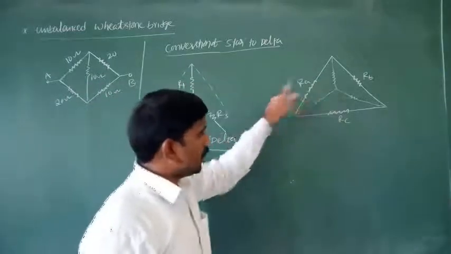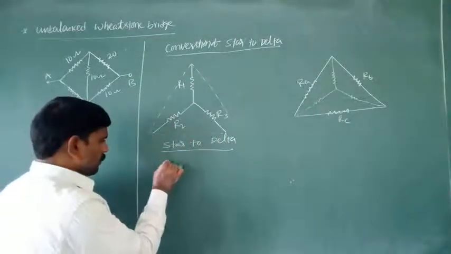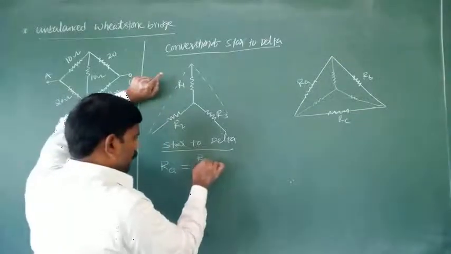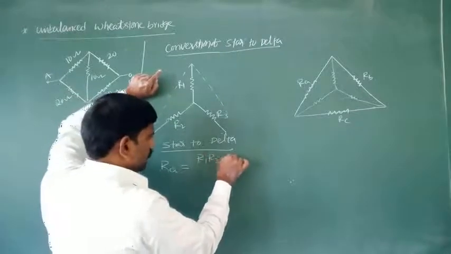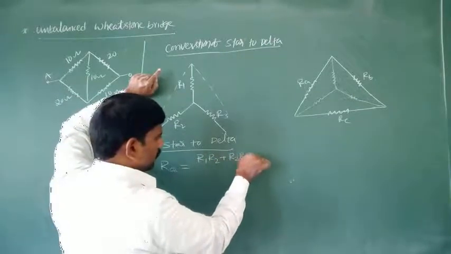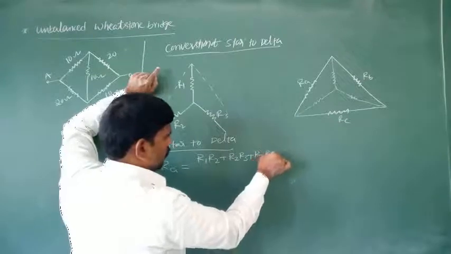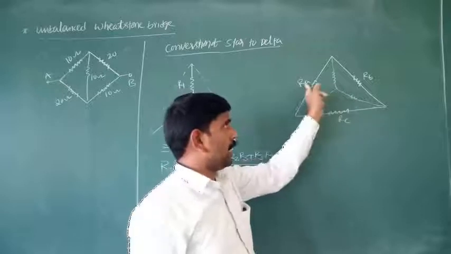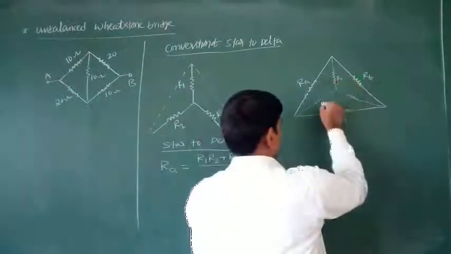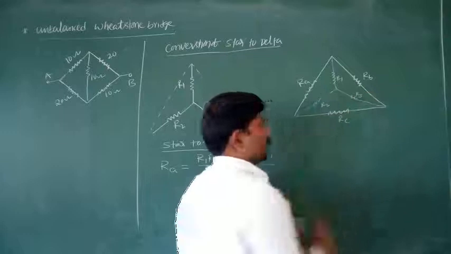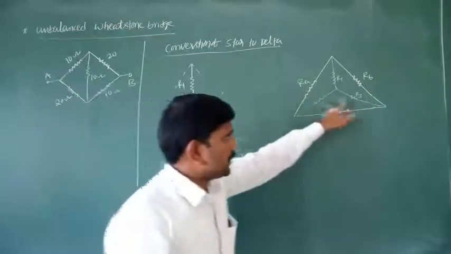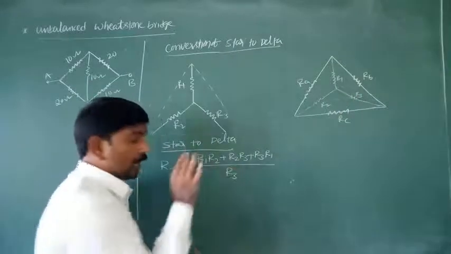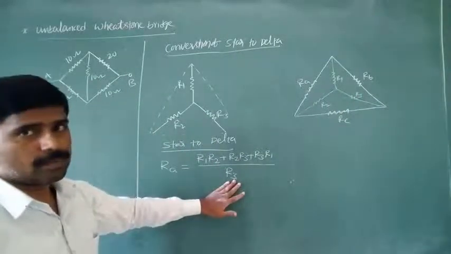In that situation, RA is equal to how much? RA is equal to R1 R2 plus R2 R3 plus R3 R1, whole divided by the opposite resistor for RA. This is R1, this is R2 and this is R3. The opposite resistor for RA is R3.